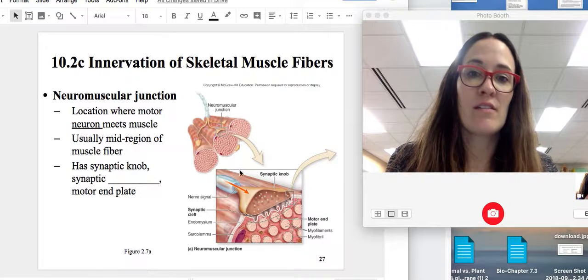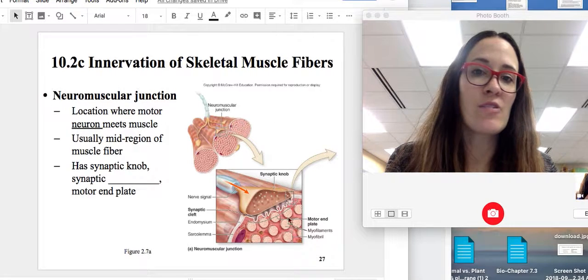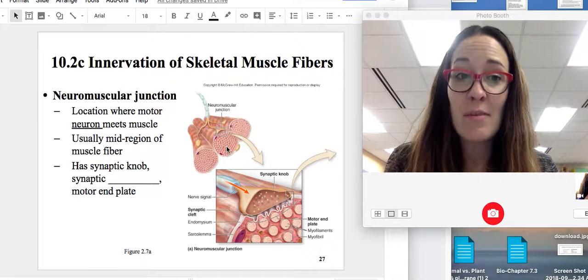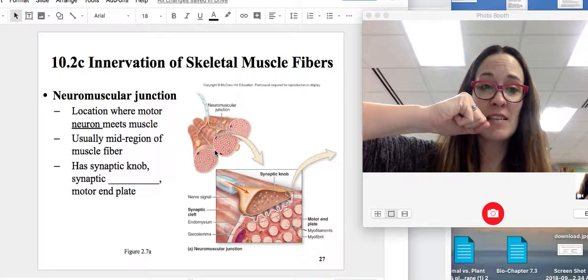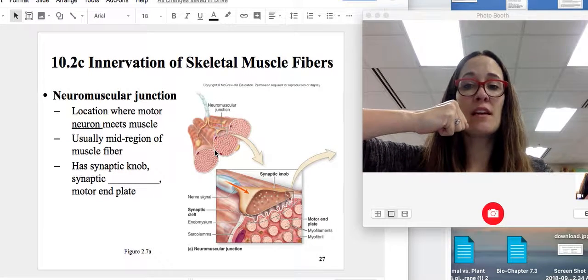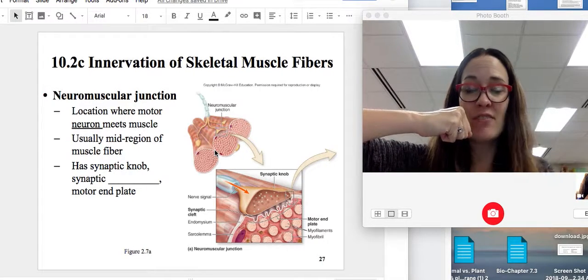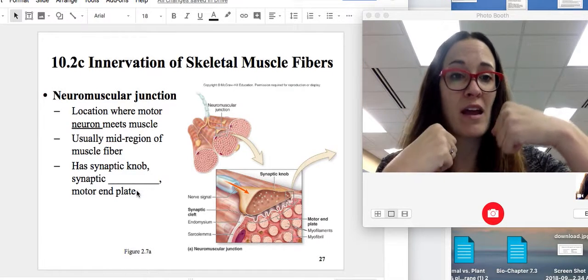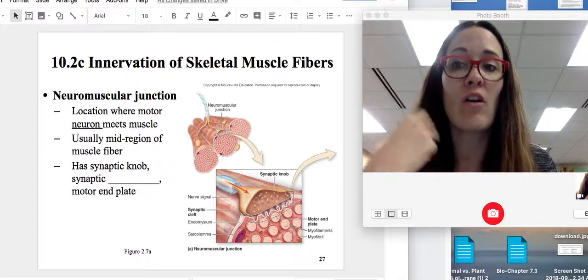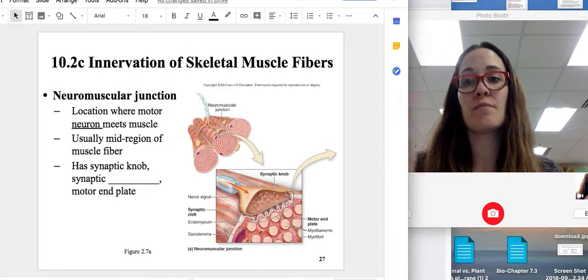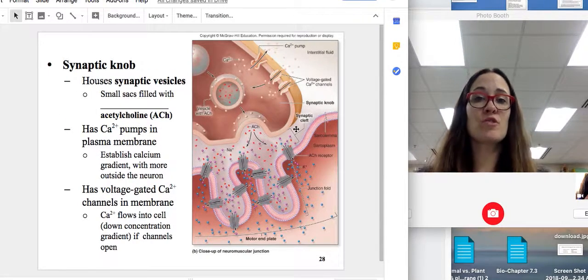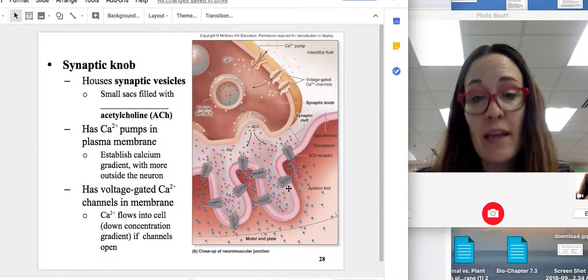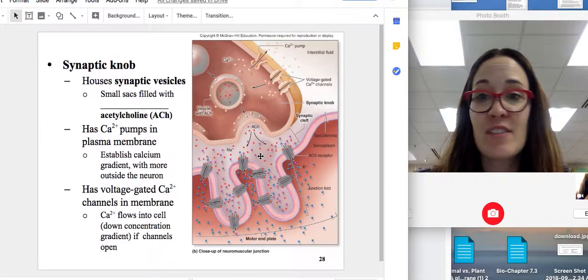And usually, you can see here in this picture, this neuron is meeting usually in the middle part of the muscle. And the synaptic knob of the neuron is in that junction, what's called the synaptic cleft, C-L-E-F-T, and then the motor end plate are all the components of the neuromuscular junction. And here's a closer picture of the motor plate, this is the synaptic knob, and then here's the cleft.